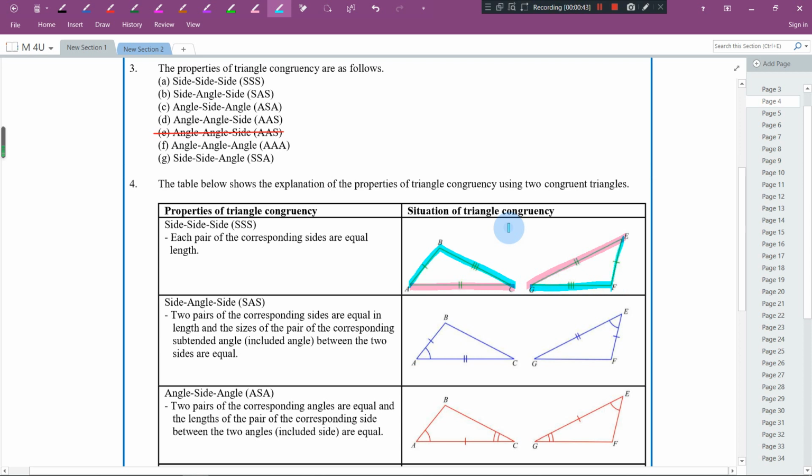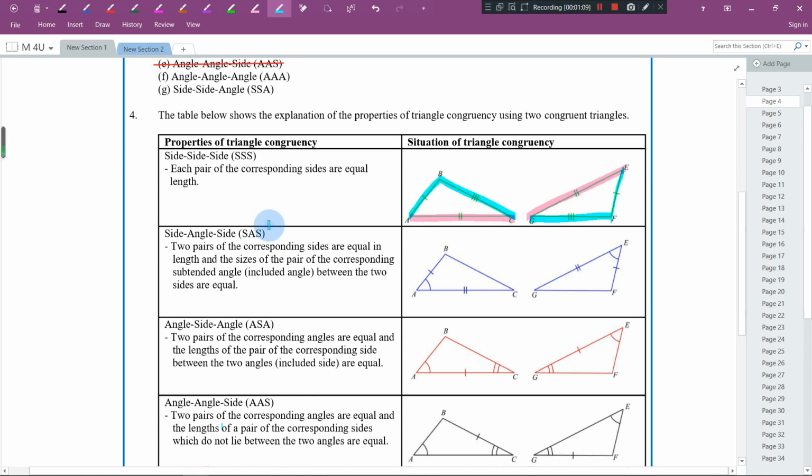So when we are given this information, even though we don't see the diagram, each pair of the corresponding sides are equal in length, so we can make a conclusion that this pair of triangles are actually congruent. That means that they have the same shape, same size, same area. So if you take one of them and put it on top of the other one, they can match each other perfectly.